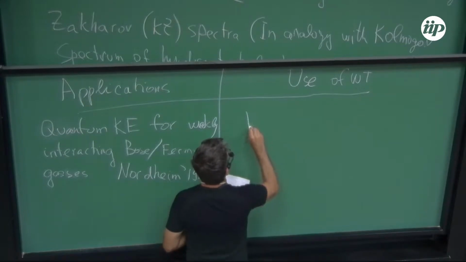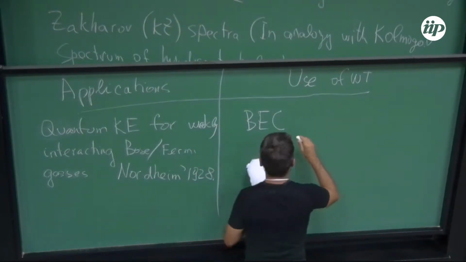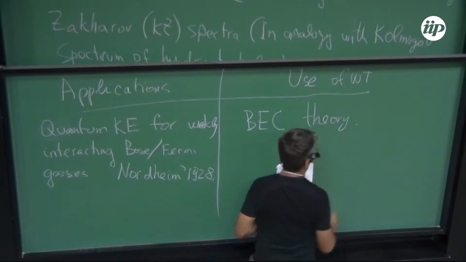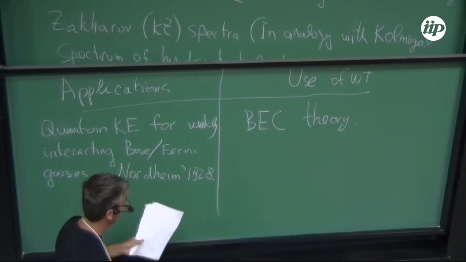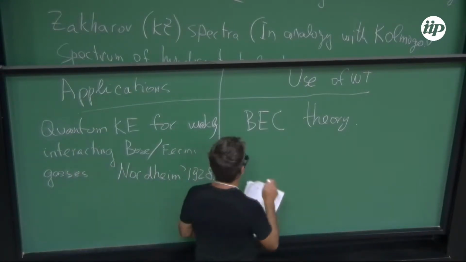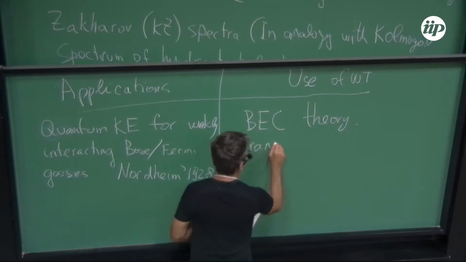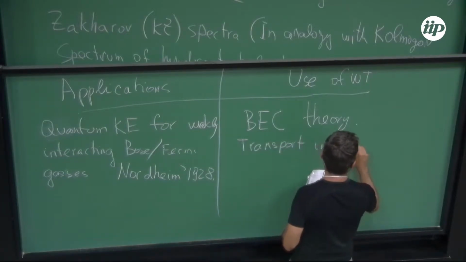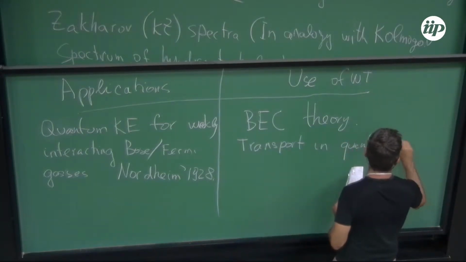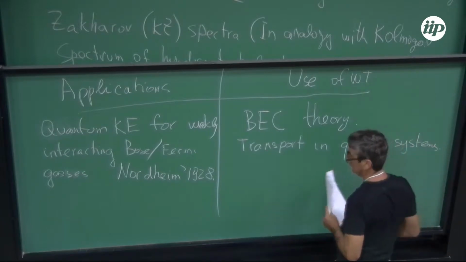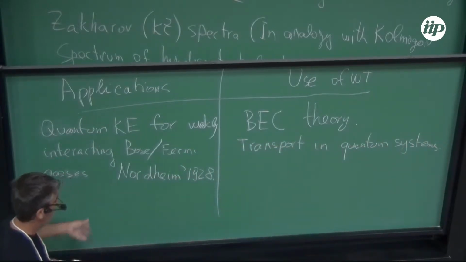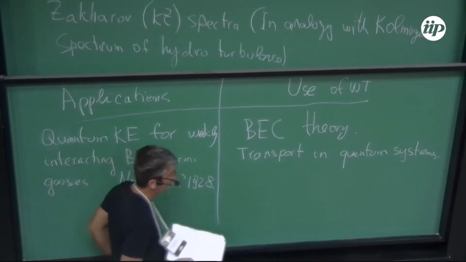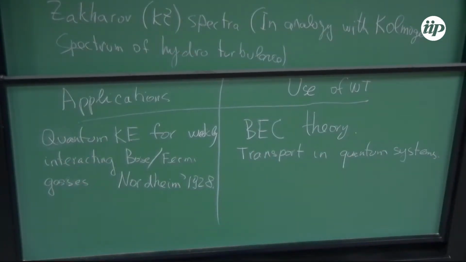So where is it useful for the theory of BEC? In particular, if we deal with kinetic processes, like non-equilibrium processes of condensation, transport properties in quantum systems. So this is perhaps, for people who work in quantum mechanics, a very familiar object. You know, the quantum kinetic equation.